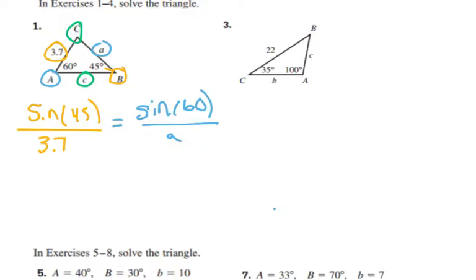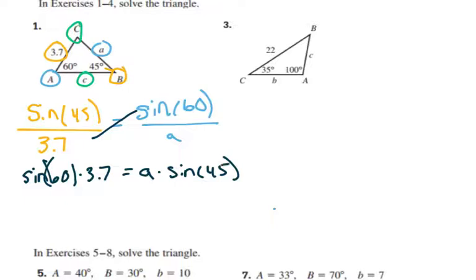So to solve, we're going to cross multiply, so we're going to have sine of 60 times 3.7, of course in degree mode because we are putting in 60 degrees, and then that's going to be equal to A times the sine of 45, which of course without getting the actual decimal values we would divide by sine of 45 to both sides and get our A value.